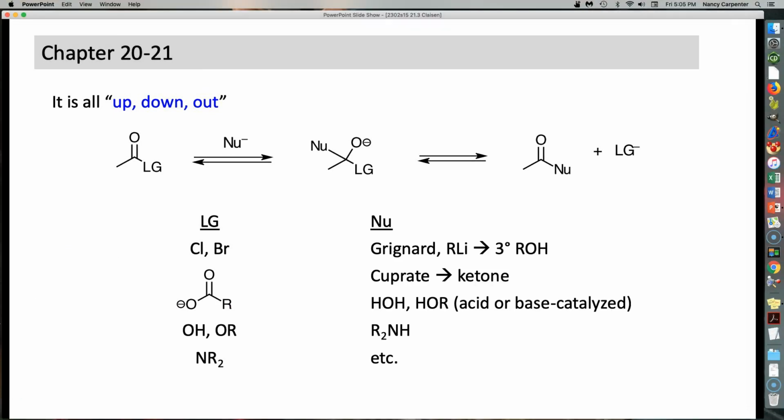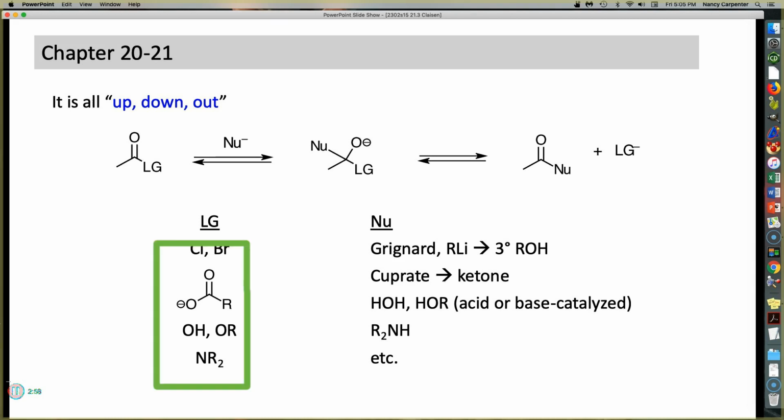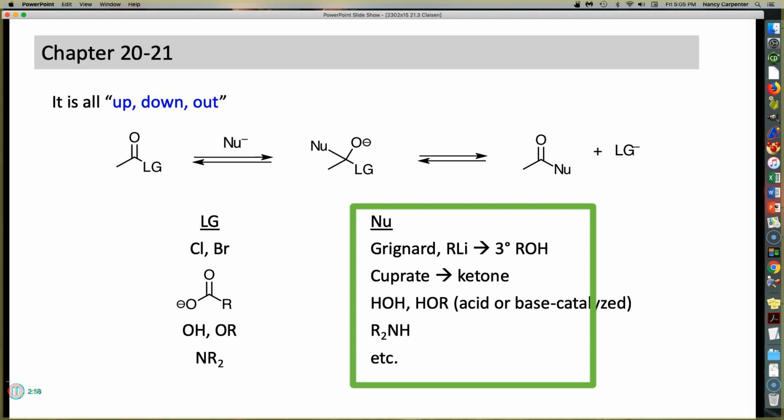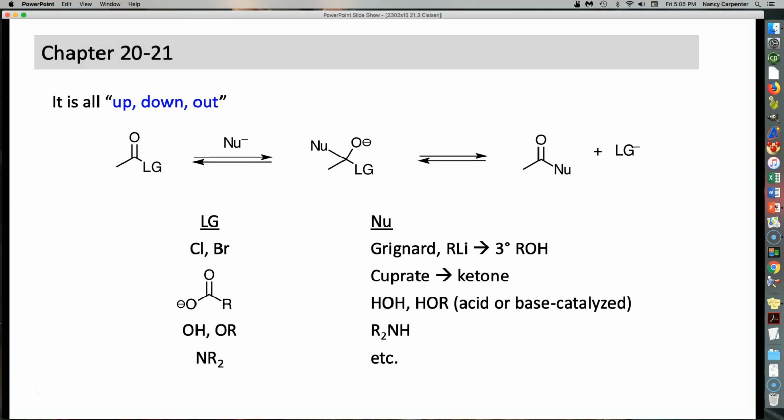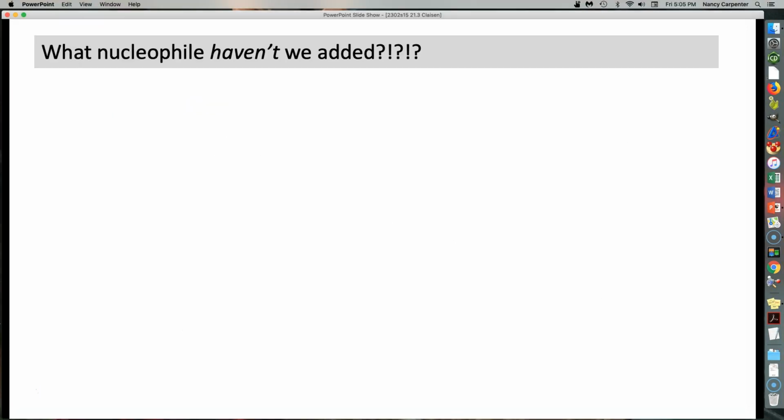And of course we'll continue to see different nucleophiles. I mean, at this point in our OChem career, we should just be able to rattle off a whole bunch of leaving groups, a whole bunch of nucleophiles, and put the pieces together and see what we get. So what nucleophile haven't we added to our carboxylic acid derivatives? And that nucleophile is this nucleophile, the enolate.